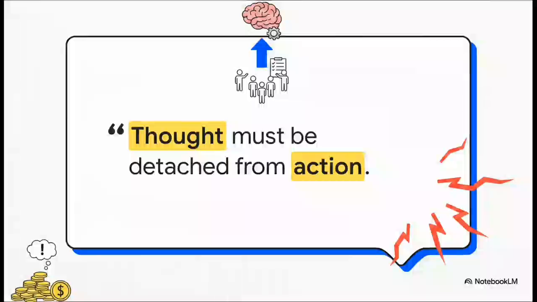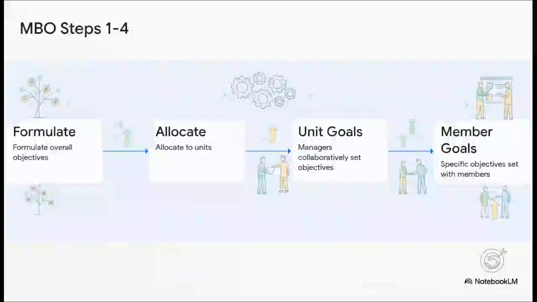This often creates a really toxic, at-all-costs mentality on the ground floor, where employees are forced to ignore reality just to hit some arbitrary number handed down from above. To solve that disconnect, we use Management by Objectives, or MBO. Here are the first 4 steps.